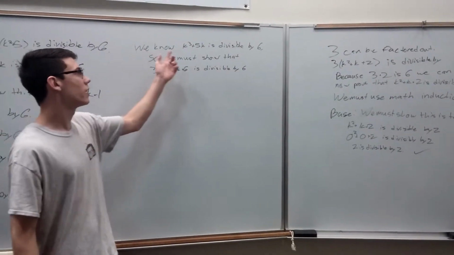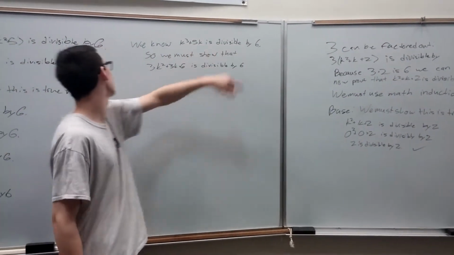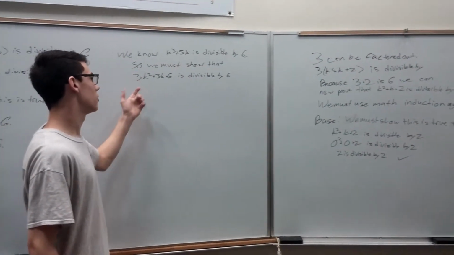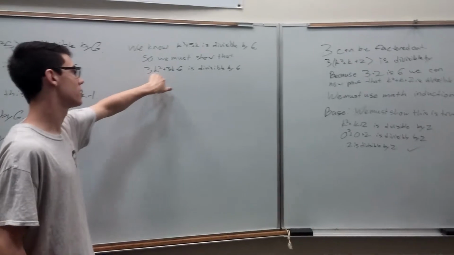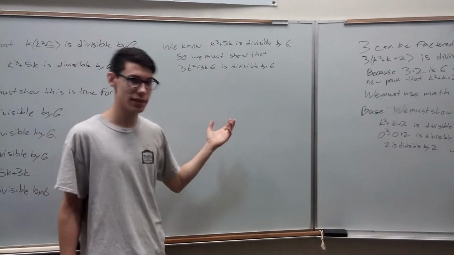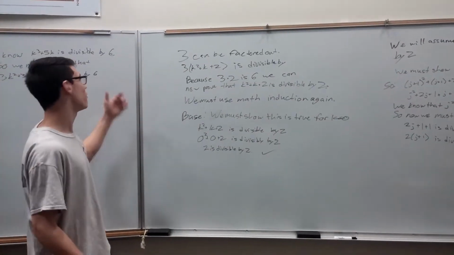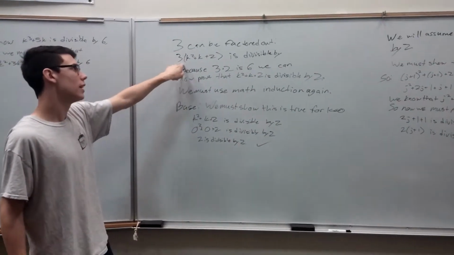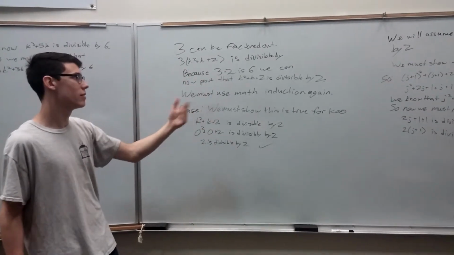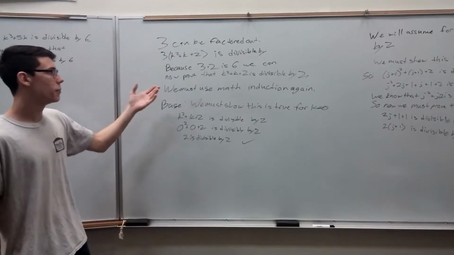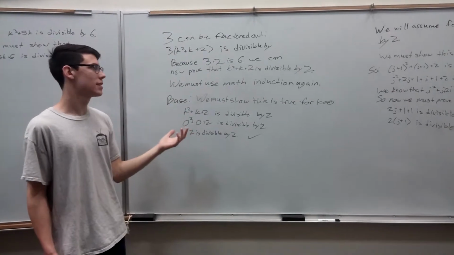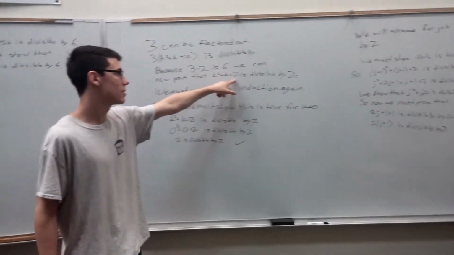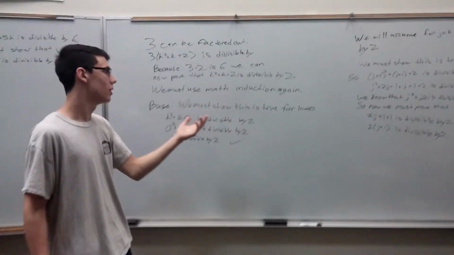All right, so we know that k cubed plus 5k is divisible by 6 by this right here. So now we just have to show that the remaining, which is 3k squared plus 3k plus 6, is divisible by 6. All right, so we can actually factor out the 3 from over here. So that can become 3 times k squared plus k plus 2 is divisible by 6. And because we know that 3 times 2 is 6, we just have to prove that k squared plus k plus 2 is divisible by 2.